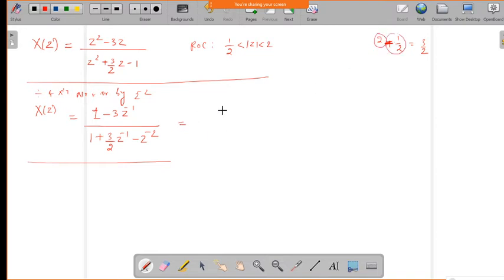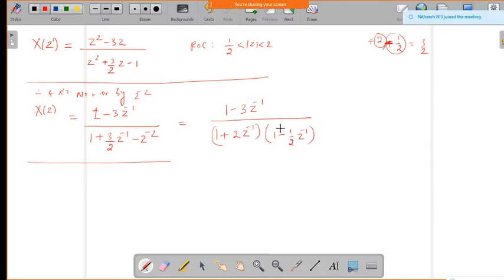Now we can write this as 1 minus 3 z inverse divided by 1 plus 2 z inverse into 1 minus half into z inverse, because here it is plus and this is minus, so the roots are plus 2 and minus half. Once we write it like this, we use the partial fraction expansion method to find the constants and then the inverse z transform.